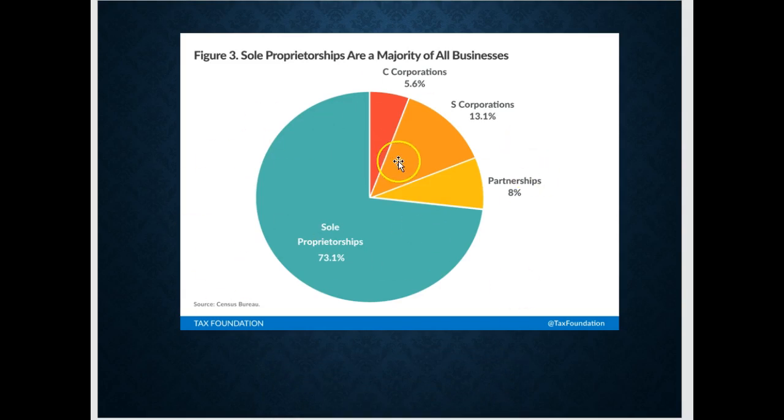If you take a look at this pie chart, you notice that the majority of all businesses are actually sole proprietorships. It is the most widely used form of business entity. It's also the simplest form. There's only one owner of a business, and they are called the sole proprietor.